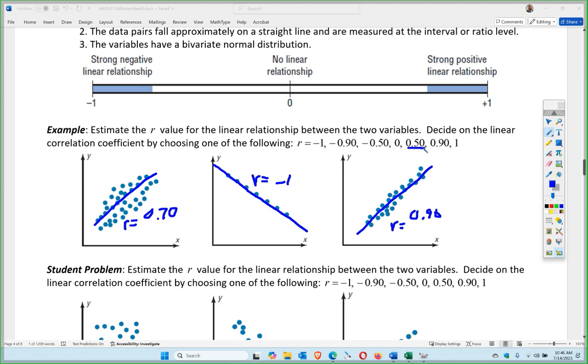So that's the general idea of what the r is going to tell me. The sign is going to tell me the direction, and then how well does it fit that line? If the points are closer to the line, it's closer to 1 or -1. If they're farther away from the line, it's going to be closer to 0.